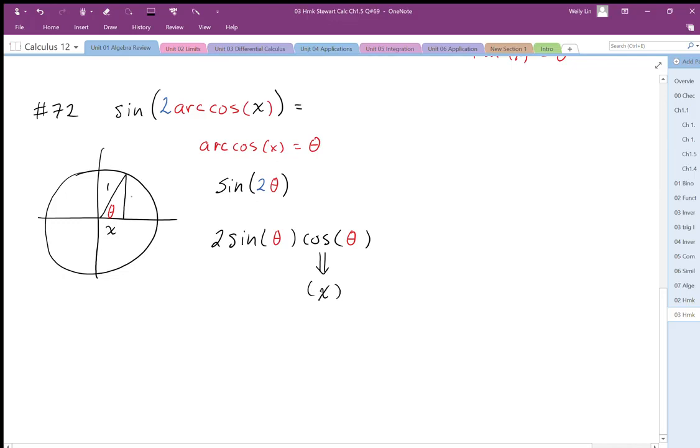Sine theta, well, it's going to be this length here, so it's going to be the square root of 1 minus x squared using Pythagoras. So this sine theta part can be rewritten as root 1 minus x squared. And I bring down the 2. Now I've actually got an equivalent expression to sine of 2 theta, which is really sine of 2 times arc cos x. And so the equivalent expression then would be 2 root 1 minus x squared times by x.